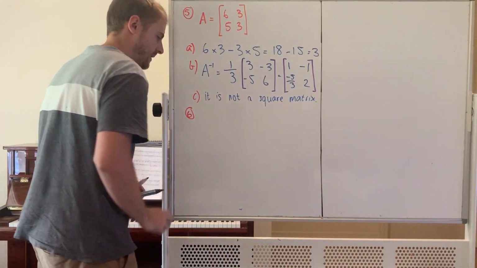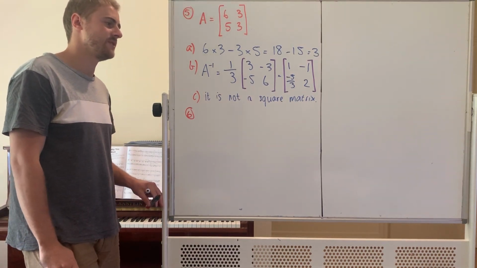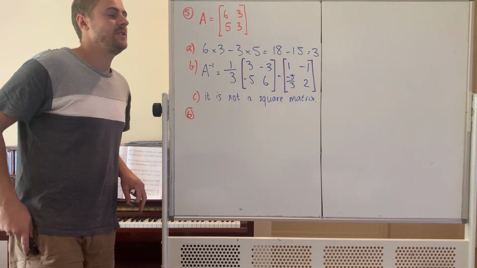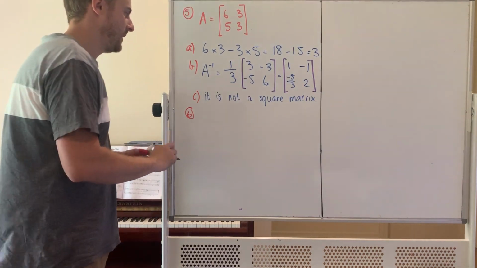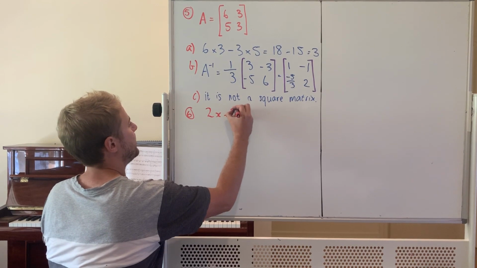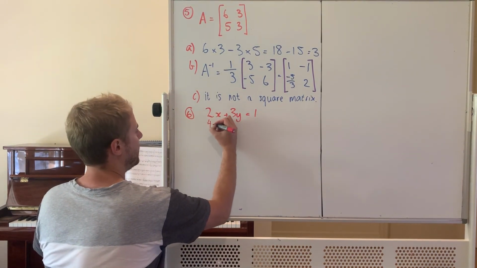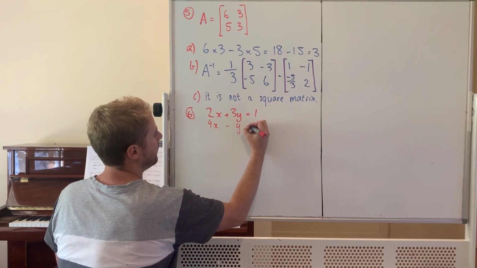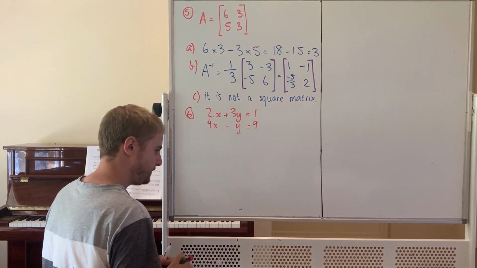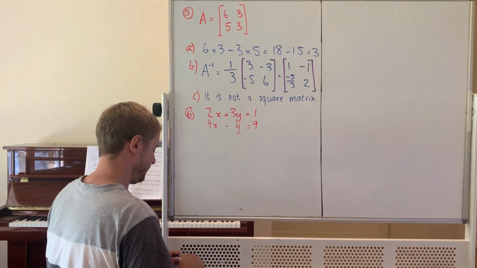Alright, question 6, a couple more to go. Solve the following pair of simultaneous equations using matrices. Clearly showing all working out. So, what do we got? We got 2x plus 3y equals 1. And 4x take y equals 9. Alright, first step, put them into matrix form.